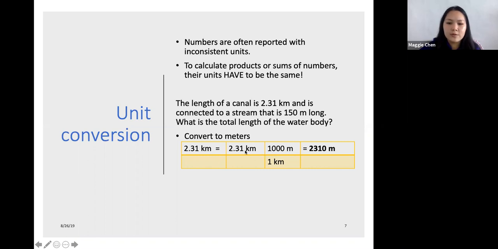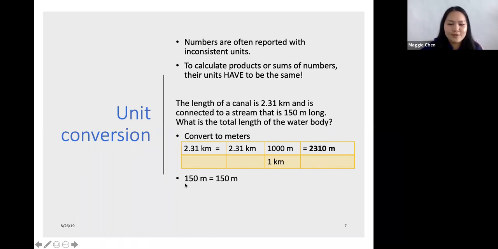So 2.31 kilometers, the kilometers here would cancel out with the kilometers at the bottom of this fraction. So we would multiply 2.31 times 1,000 divided by 1 and get our final length of our canal in meters as 2,310. And now that we have this number, the length of our canal in meters, we can just add it to our stream where the units are already in meters.